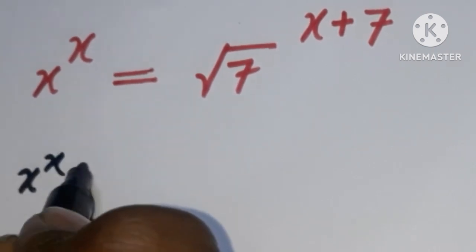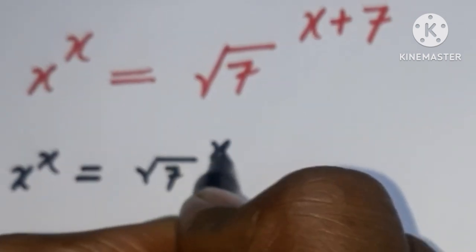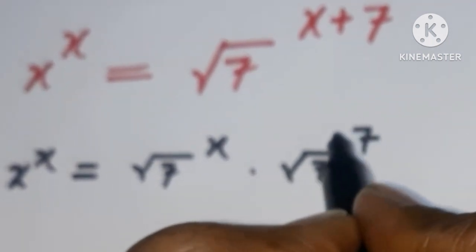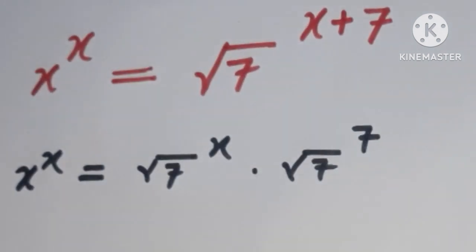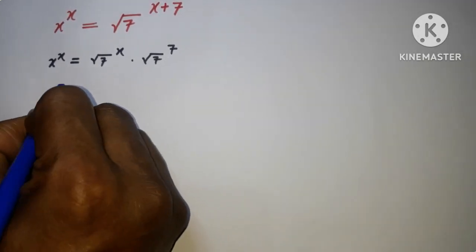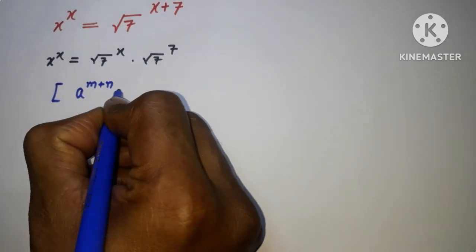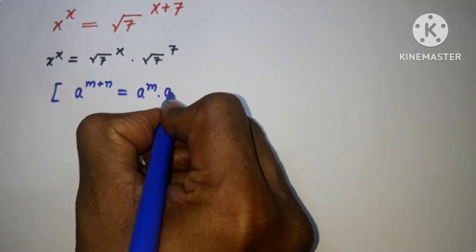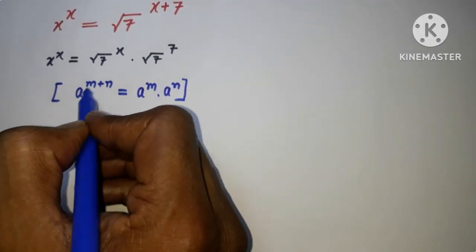x to the power x is equal to root 7 power x into root 7 power 7, by using this formula. Here I have used this formula: suppose e to the power m plus n, that can be written as e to the power m into e to the power n. So I have used this formula to achieve this one.